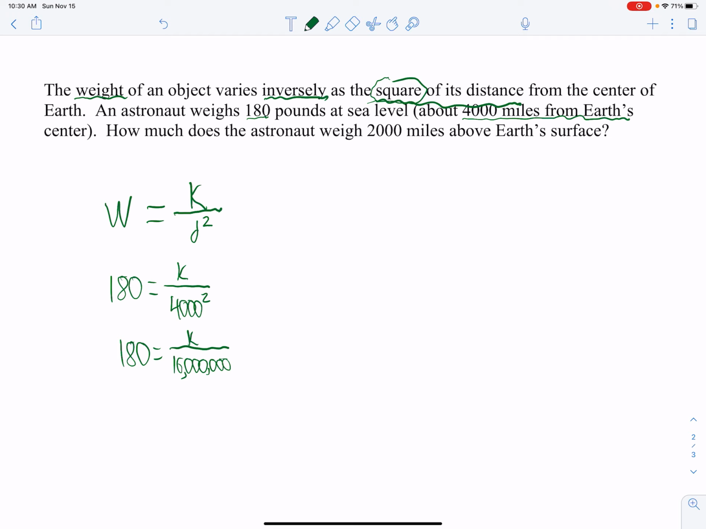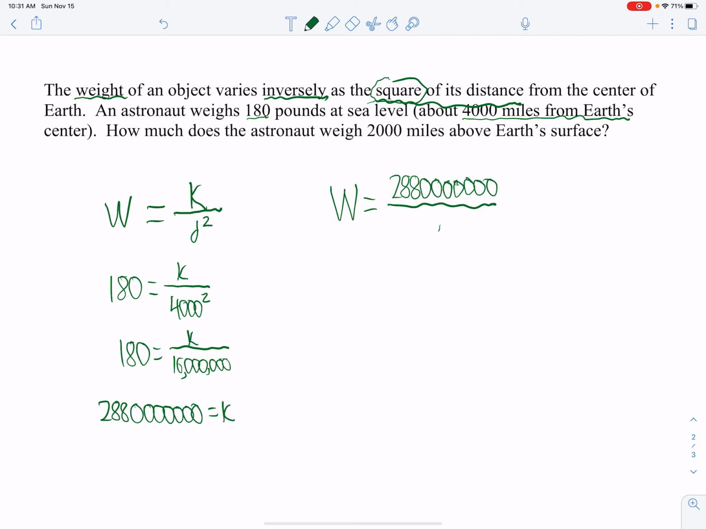So 16 million times 180. Boy, we get a really big number here. We get 288 and then, oh goodness, 1, 2, 3, 4, 5, 6, 7 zeros equals k. So we can go back and write our basic equation now that we know what k is. W equals 288 and seven zeros, divided by d squared.